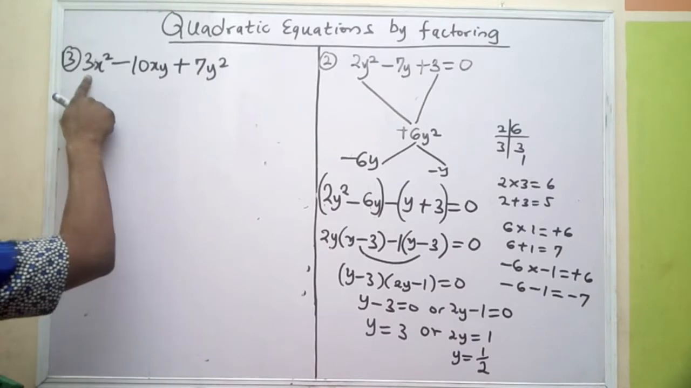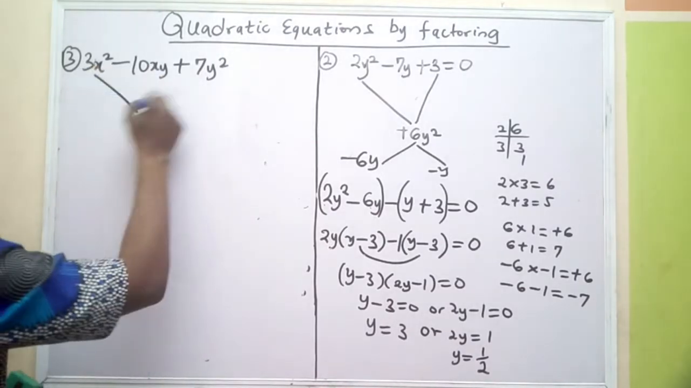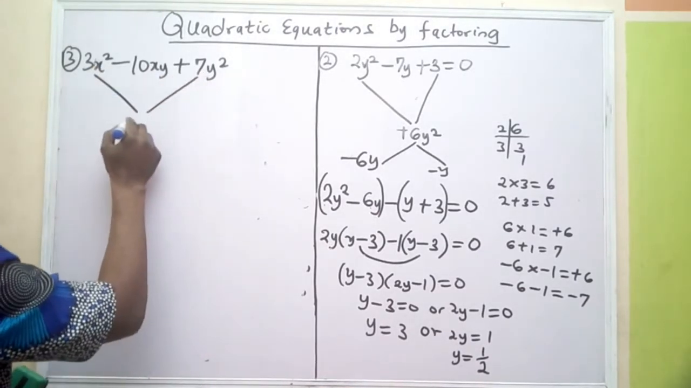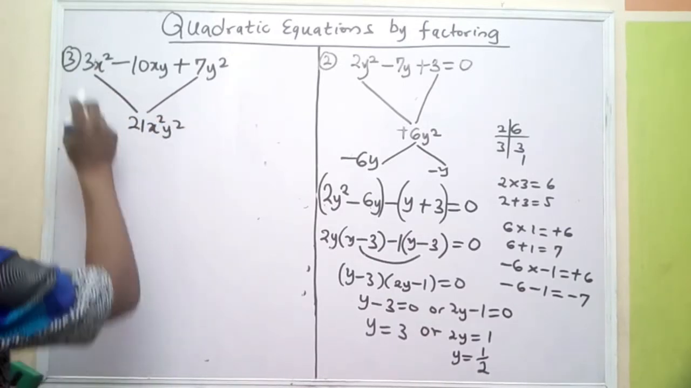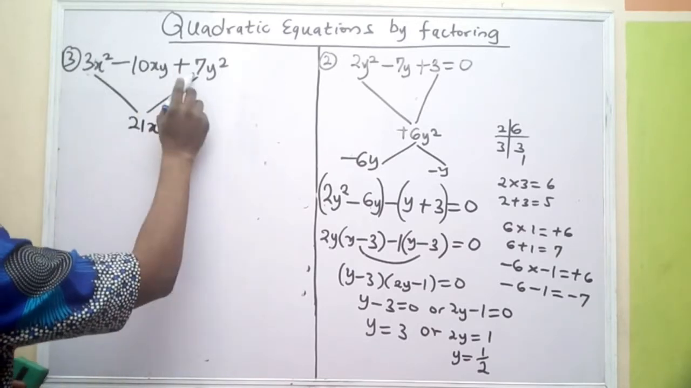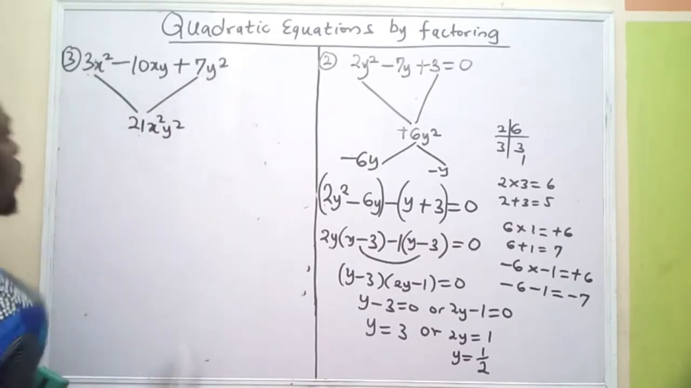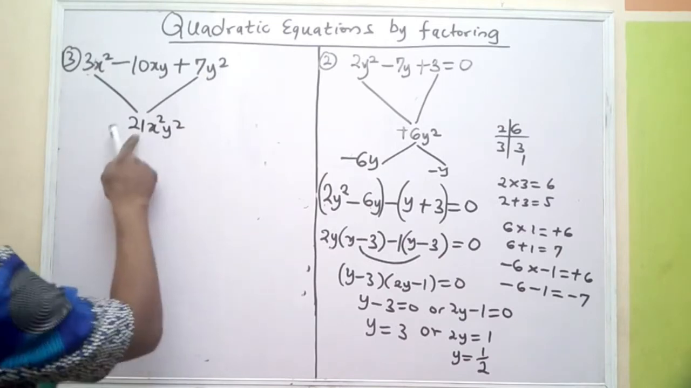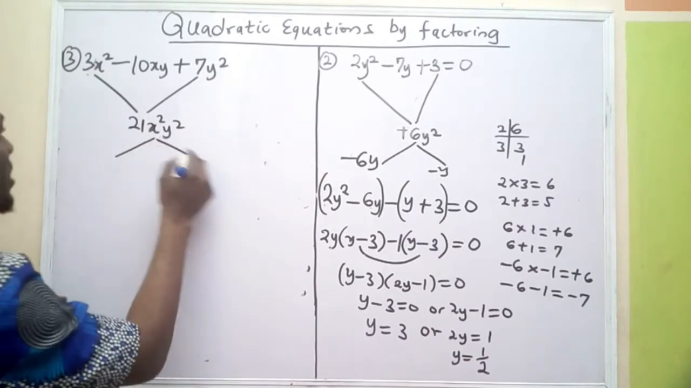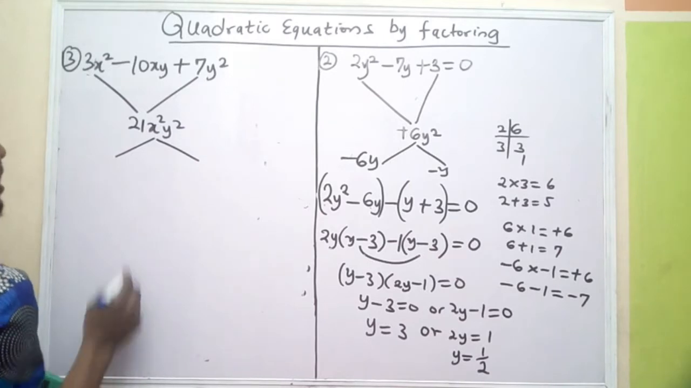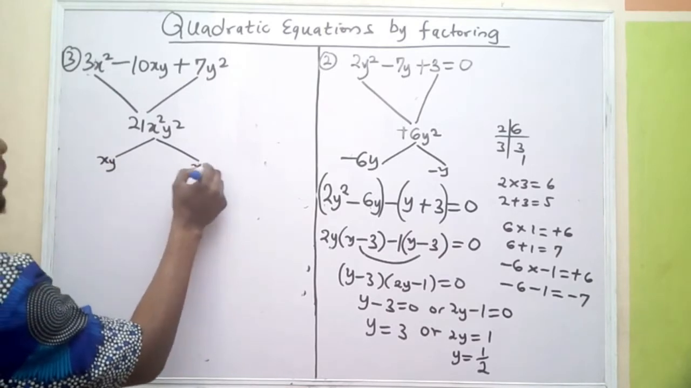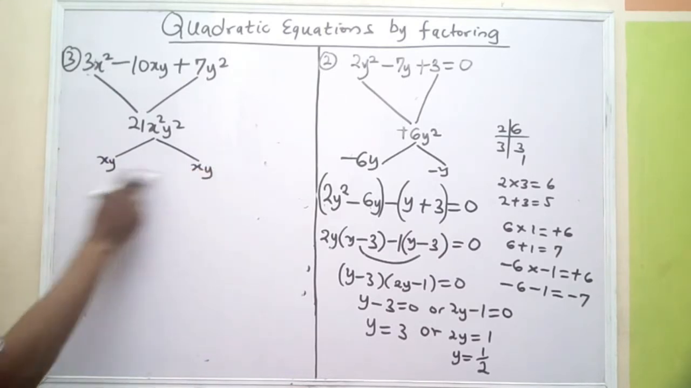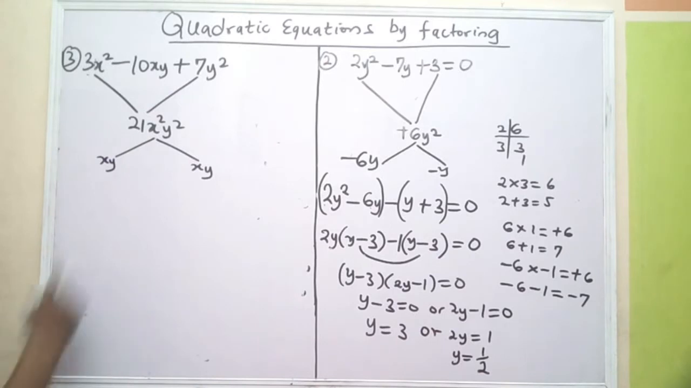Now in this case, we're multiplying the first term by the last term. If we do that, this multiplied by this will give me 21x squared y squared. 3 times 7 is 21, x squared times y squared will give me x squared y squared. Now the next thing to do is to break the x and y. Do you understand that? So x and y, I'm going to do x and y, x and y. So if I multiply these two to give me that, I'm going to share them equally. You will have an equal share.